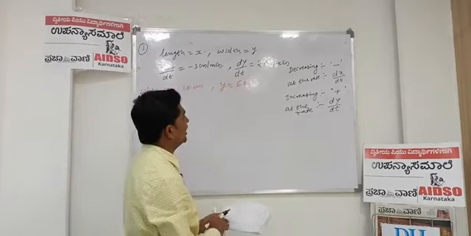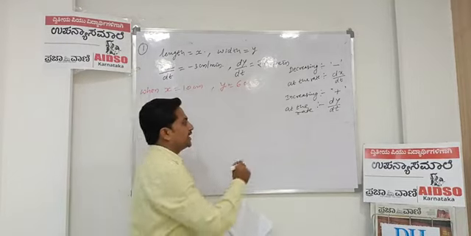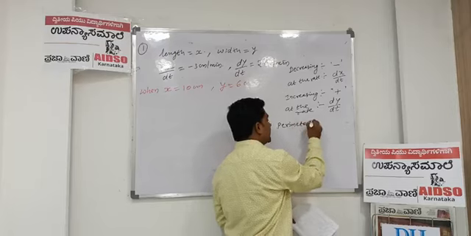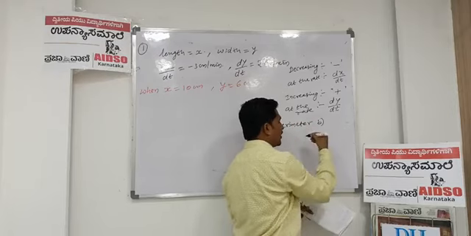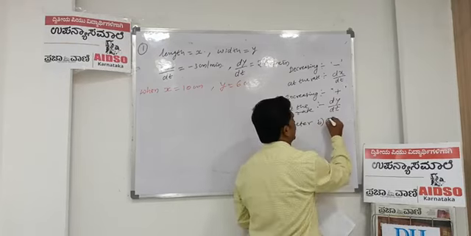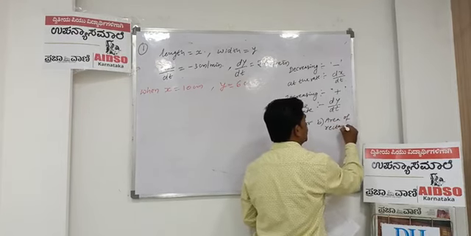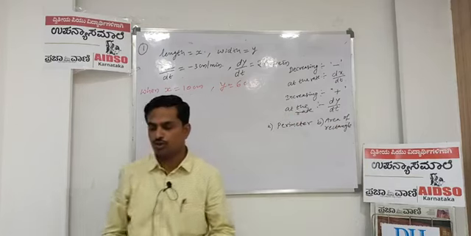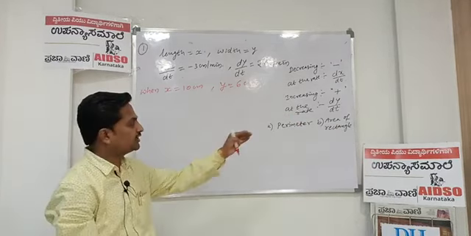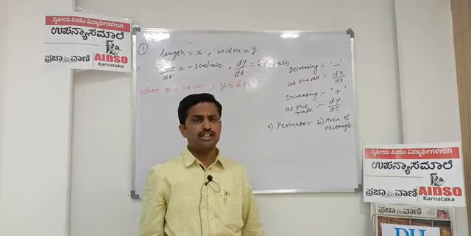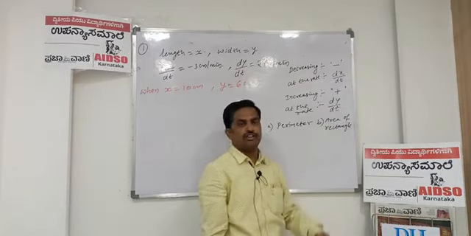The first question asks us to find the perimeter. The second question asks us to find the area of a rectangle. So here we need to work on the basics of these formulas. How do we find the perimeter of a rectangle as well as the area of a rectangle?